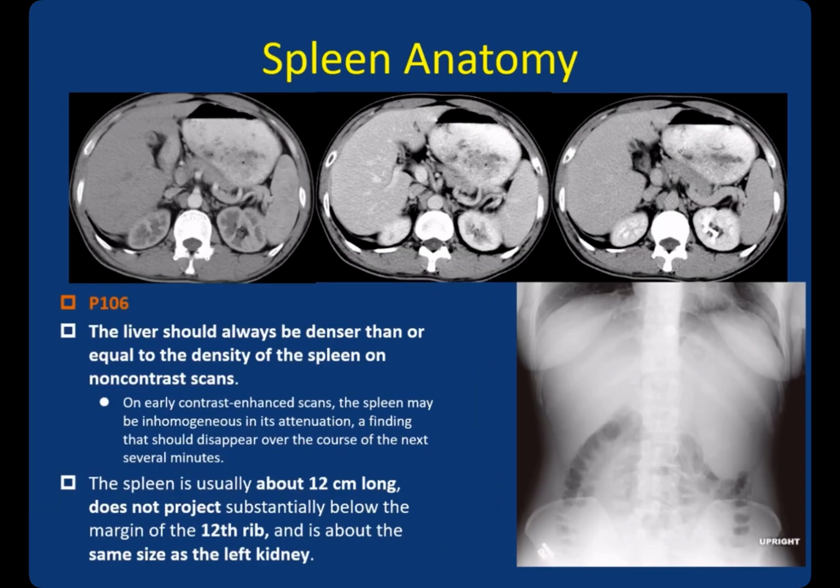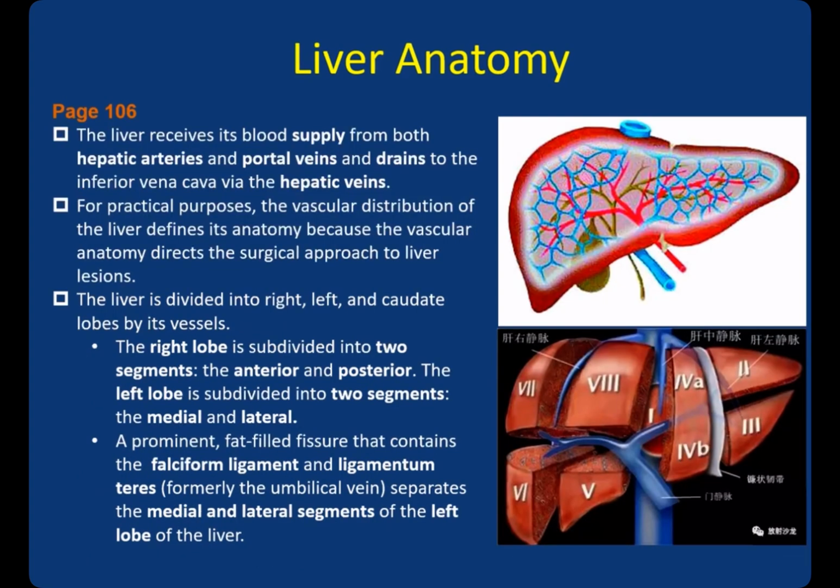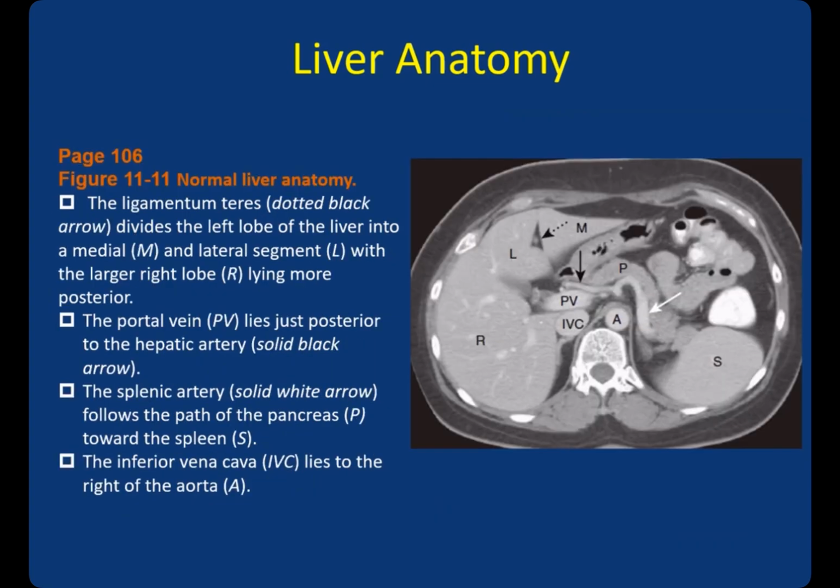The spleen is usually about 12 cm long, does not project substantially below the margin of the 12th rib, and is about the same size as the left kidney. The liver is divided into the right lobe, the left lobe, and also the caudate lobe by its vessels. The right lobe is also subdivided into 4 segments. In this slide, we can see the ligamentum teres divides the left lobe of the liver into the medial and the lateral segment, with the larger right lobe lying more posterior.